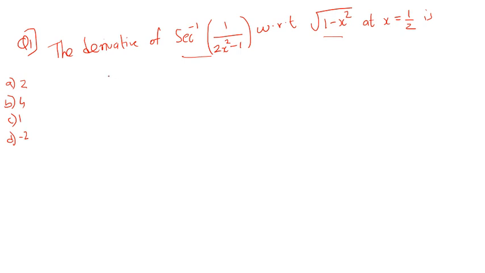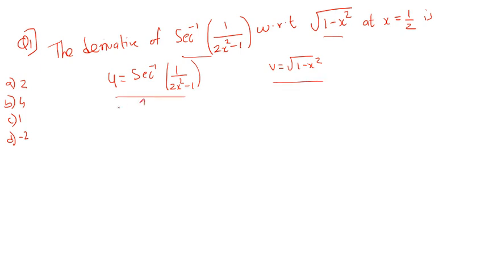Okay, fine. So let me solve it. Let u is equal to secant inverse of 1 by 2x square minus 1. Here you have to substitute. I'll tell you how. v is equal to root of 1 minus x square. Now you have to differentiate.